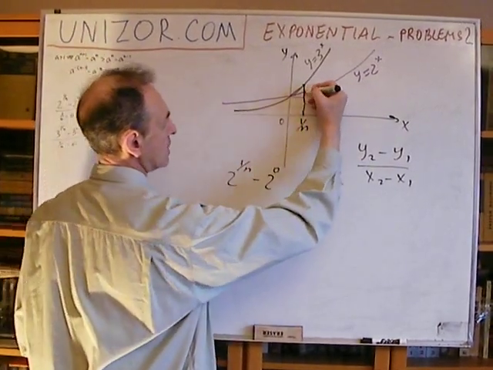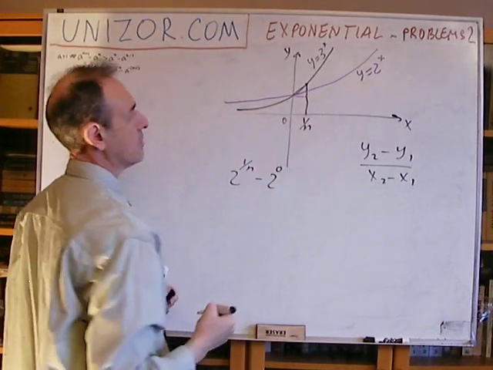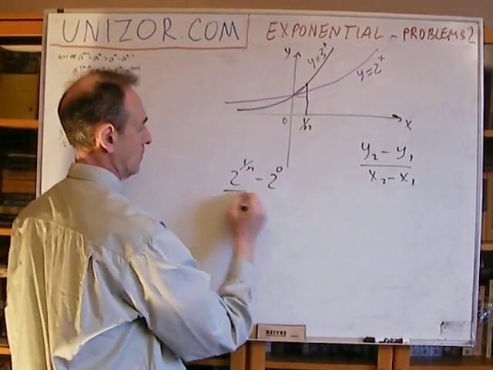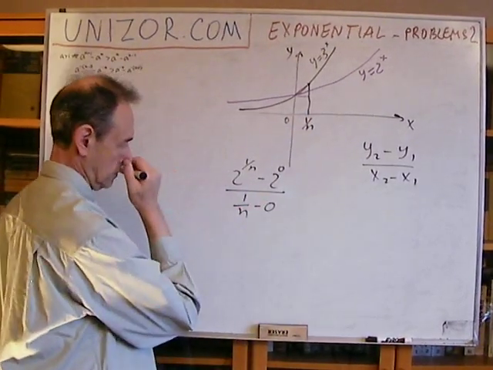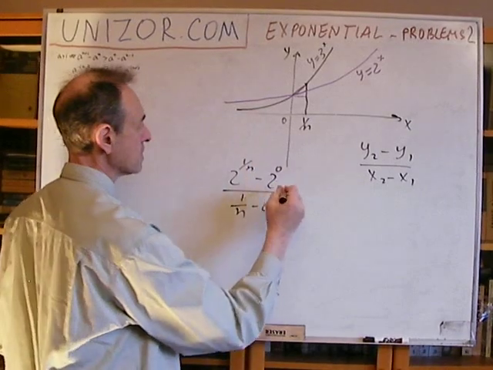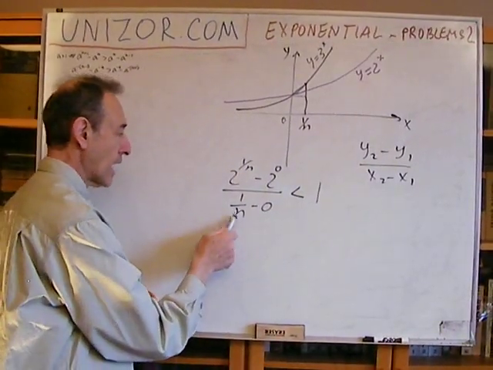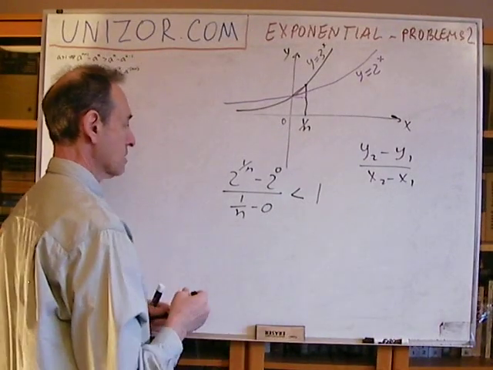So, this is basically the increment of the function. Now, what's the increment of the argument? Well, 1 over n minus 0. And I would like to prove that this is less than 1. And I'm going to prove it for any n, regardless of n. Well, okay, let's do it.